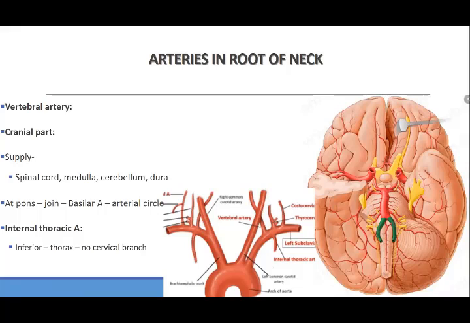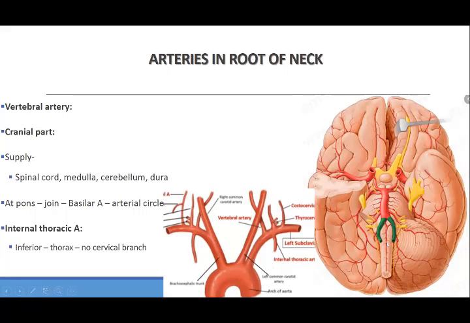Since it is running on either side of the spinal cord and then the medulla, this is the cerebellum. ये cerebellum है, इस side का cerebellum has been removed. So it is running between the medulla and the cerebellum. It will supply the medulla. It will supply the cerebellum. It will also, some branches will go to the spinal cord because the spinal cord continues superiorly with the medulla. So it gives branches to the spinal cord, the vertebral artery. I'm talking about this green artery.